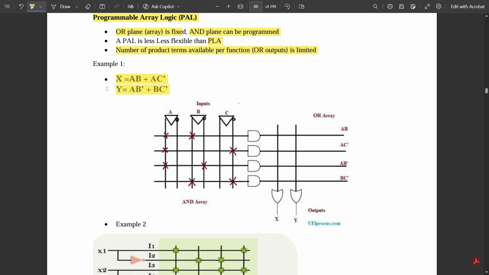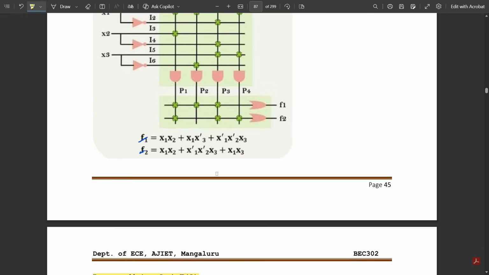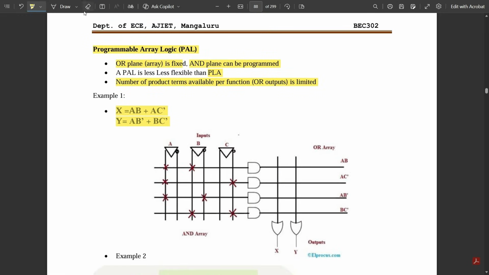They have given two functions X and Y. X is equal to AB plus AC dash, Y is equal to AB dash plus BC dash. Okay, so you see how it is given. First, the same thing: A, B, C, you draw the variables and their complements like this, six lines altogether, and you should be connecting through four AND gates here first. Why? Because we are having four terms, right? So that's why connect through four AND gates and do the necessary connections for each AND gate.